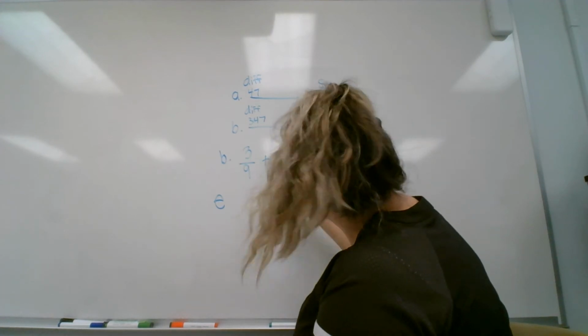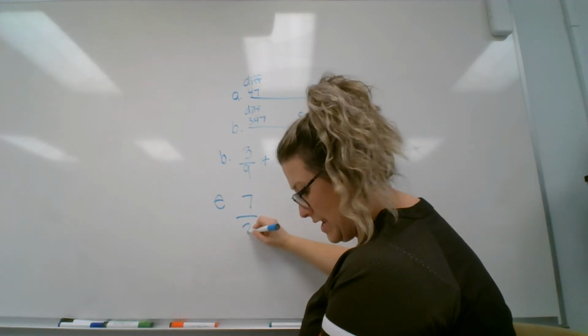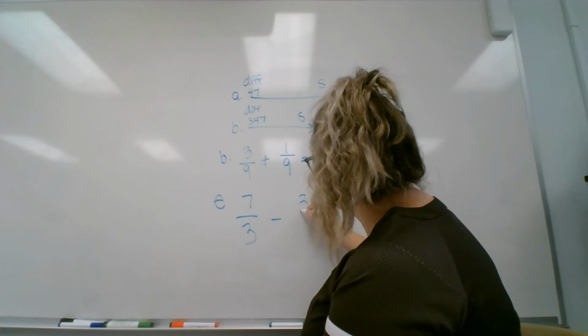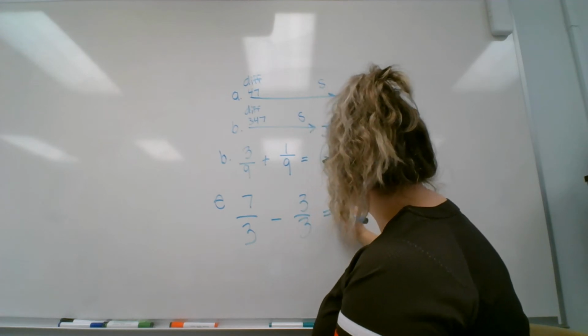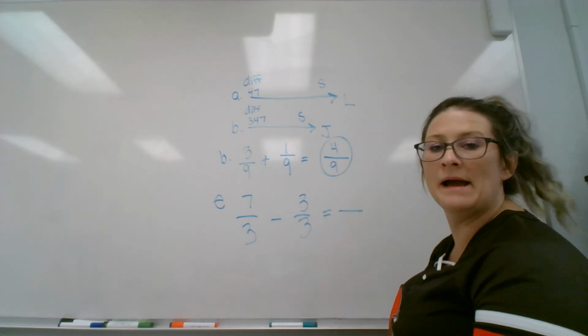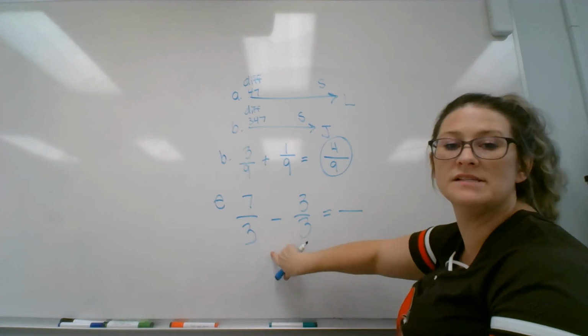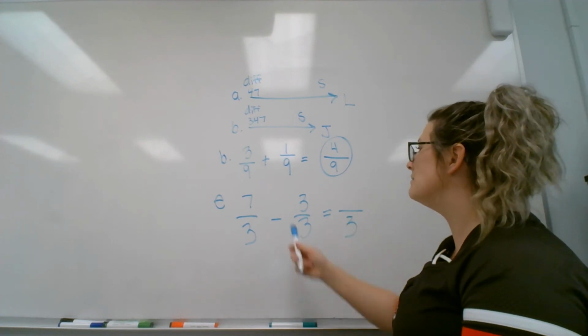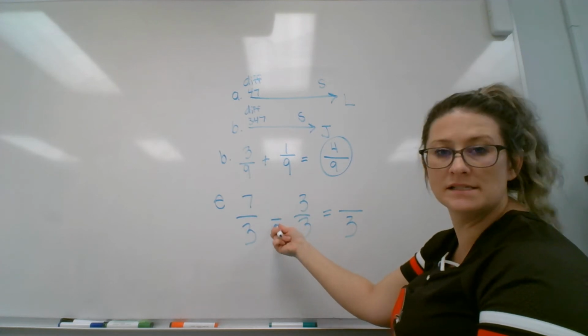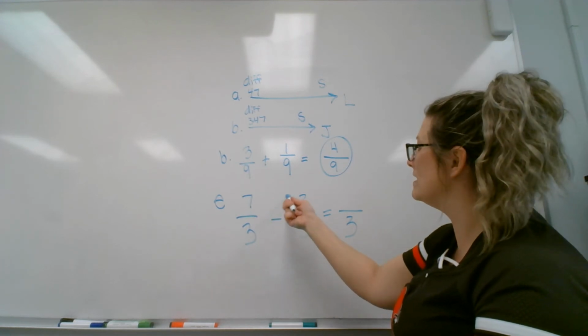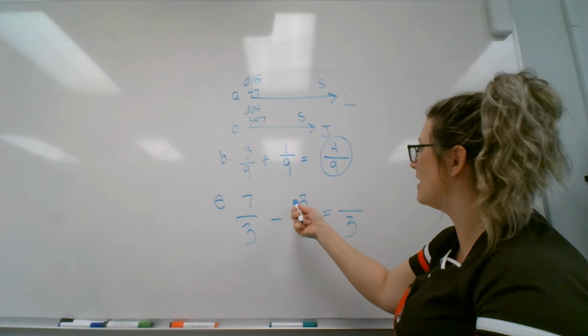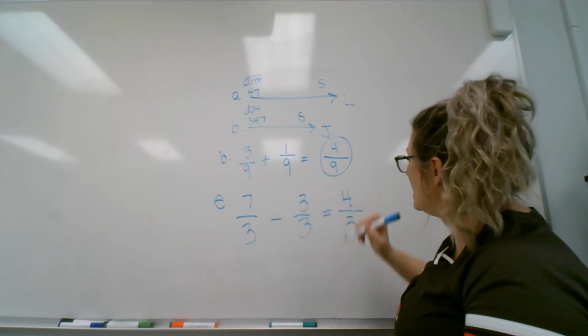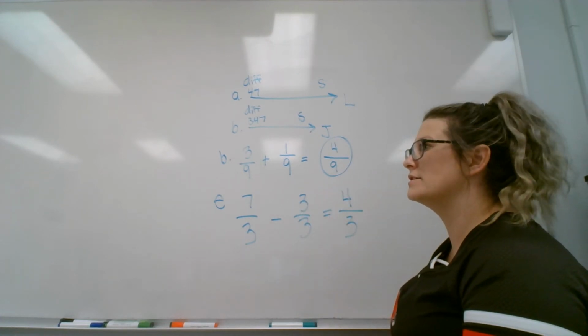And that problem is 7/3 minus 3/3. Remember, my bottom number is going to be the same as these two numbers, 3. Then I'm going to work the top. This is subtraction. 7 minus 3: 7, 6, 5, 4. So the answer is 4/3.